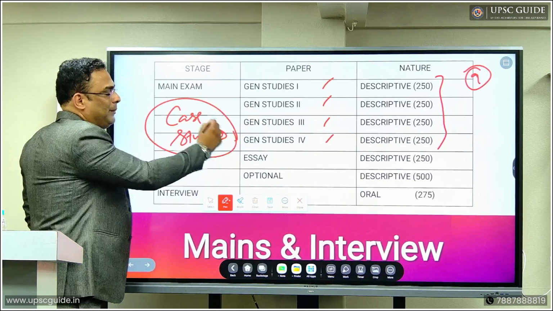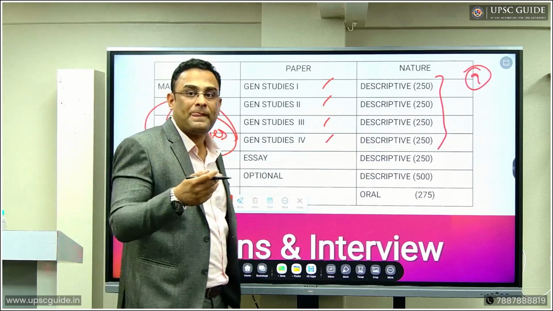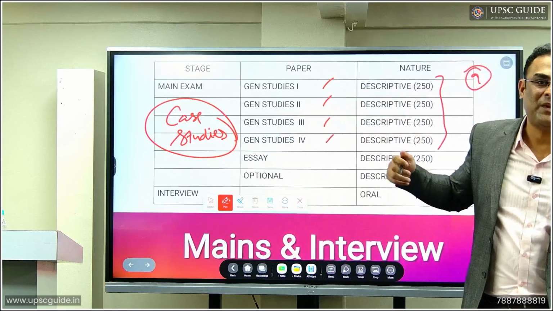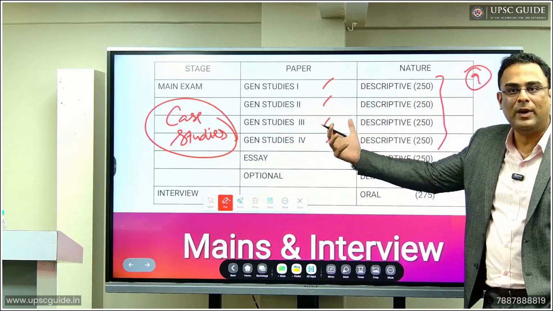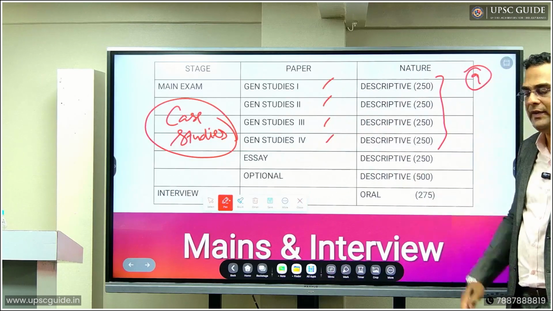Half of the paper will be based on situations. It just doesn't check your knowledge. It also sees whether you really would behave in an ethical manner when you are in a position to decide upon something. Okay? So, ये GS के 4 papers हैं.